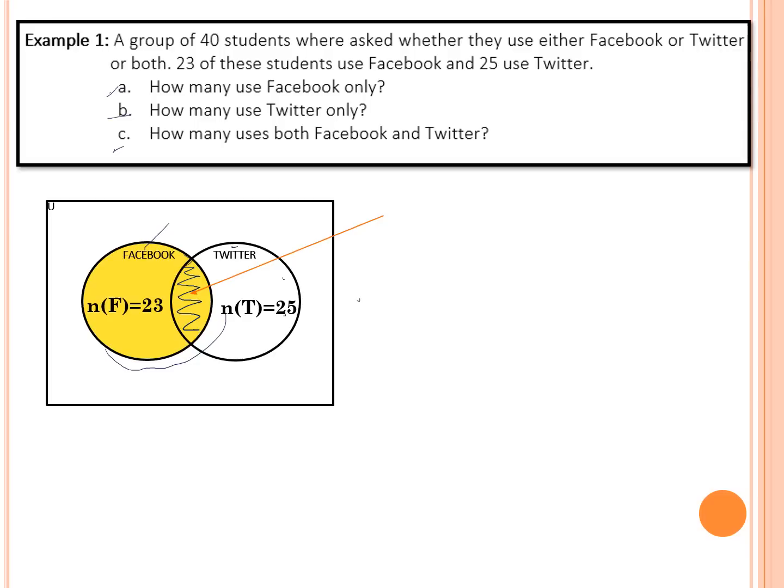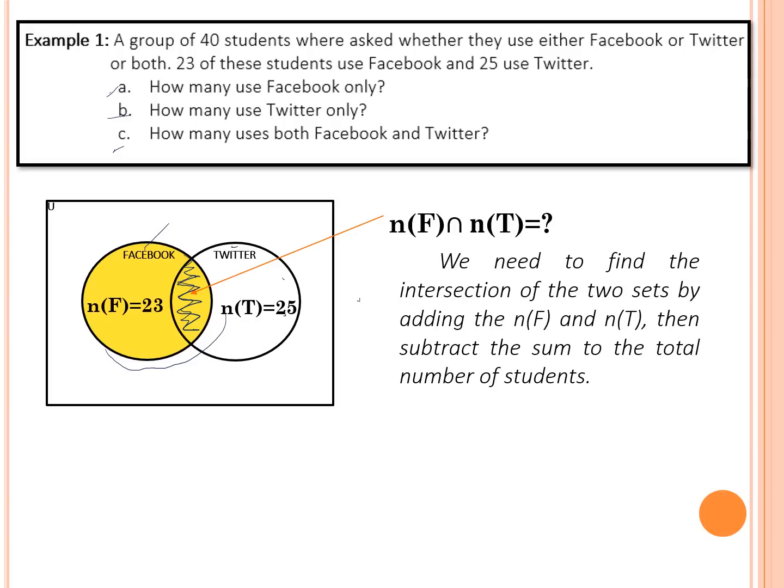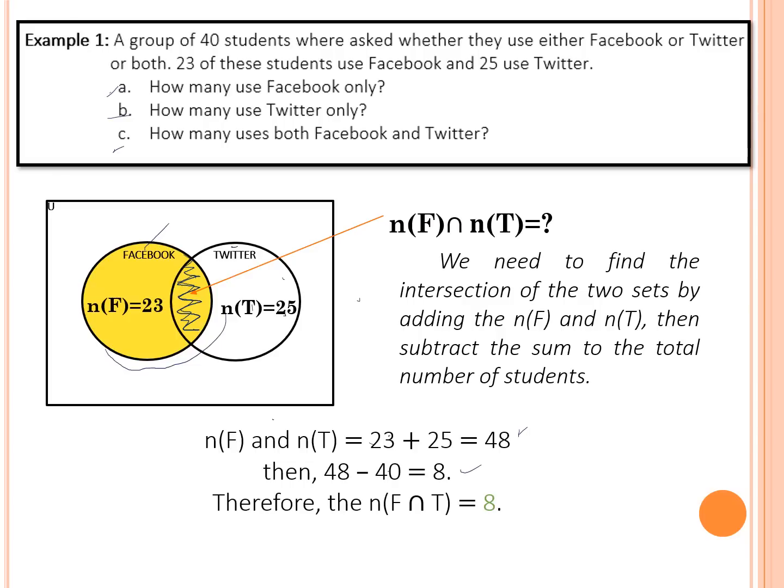Now they have an intersection here. How do we get the value of that? We need to find the sum, then subtract the total number of students. So we have 23 plus 25, that is the sum of all of it, but we need to subtract the total from this sum. So 48 is the sum of all of the Facebook users and Twitter users. And then we subtract 40, that is the total, and the result is 8. It means that there are 8 students who use both Facebook and Twitter.